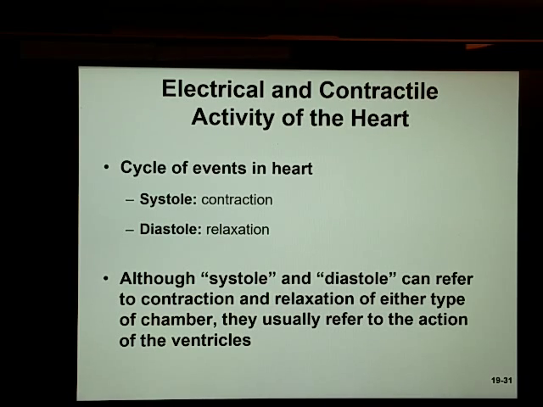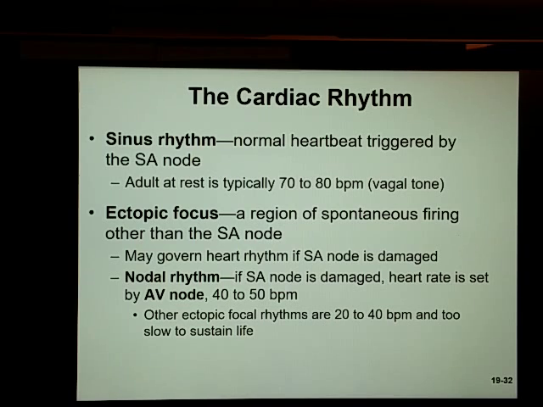Now, as we look at this contraction of the heart, when the heart is in a normal rhythm, it's called the normal sinus rhythm. We're going to find that that SA node, which is the pacemaker, is functioning to set the pace of the heartbeat. This is usually about 70 to 80 beats per minute.